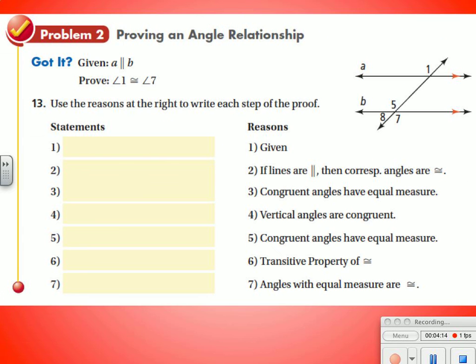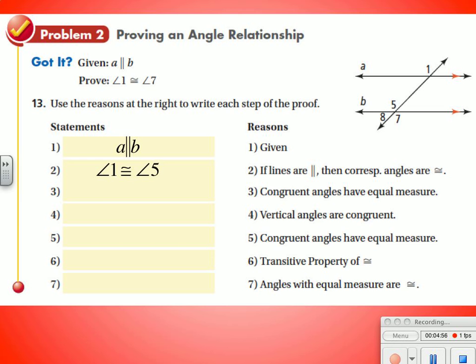Now we can also do a proof to prove an angle relationship exists. Given that A is parallel to B, we want to prove that angle 1 is congruent to angle 7. So we're going to use the reasons at right to write each step of the proof. What is given is A is parallel to B, so we write that down. Now reason number 2 says, if two lines are parallel, then corresponding angles are congruent. We're trying to end up with angle 1 being congruent to angle 7, so we probably want to look at angle 1 and figure out what its corresponding angle is. That would be angle 5. So we're going to say angle 1 is congruent to angle 5.